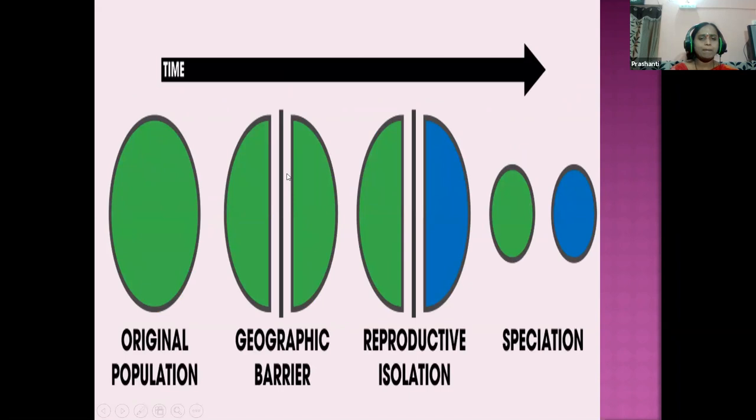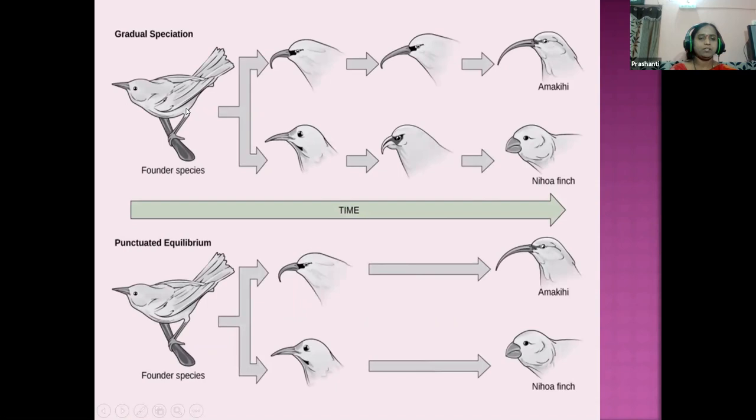So just see the picture, children. The original population, might be by a geographic barrier, has been splitting into two different populations. And these two will be mating with the individuals where they are present. So these will be giving rise to the new species. Just see the blue color, children, that is the new species, which is entirely different. This is the example, children, of the founder species. So these have been isolated completely and give rise to the new species.